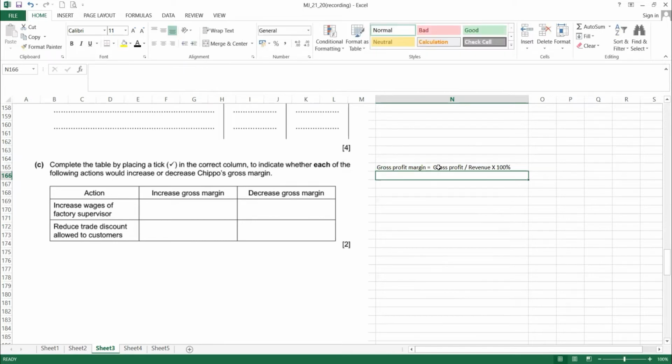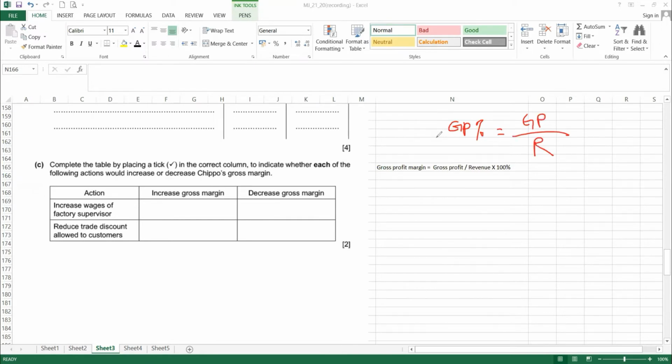So that is the formula. Using the mathematical concept, GP margin equals gross profit over revenue. In order to increase this, look into the formula. For gross profit margin to increase, your GP margin must be increased. Your revenue, this one, decrease.